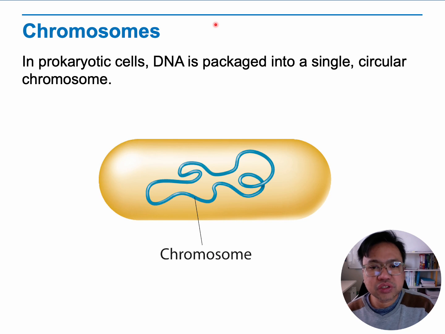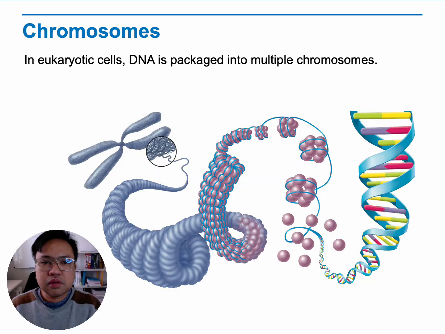This simple structure allows prokaryotic cells to efficiently replicate and carry out the processes they need to survive and reproduce. As we continue, we will explore how chromosomes play a crucial role in the process of cell division. Now let us shift our focus to eukaryotic chromosomes.